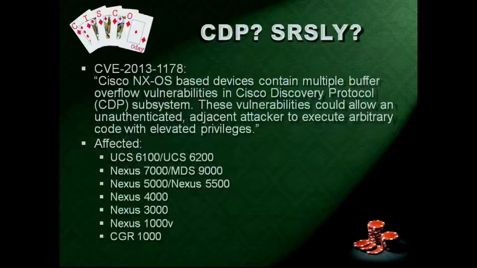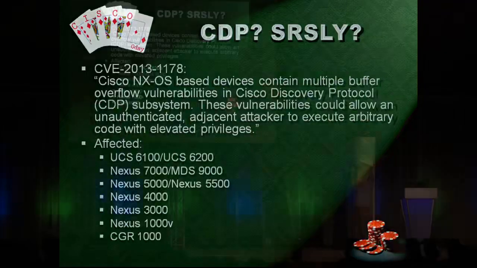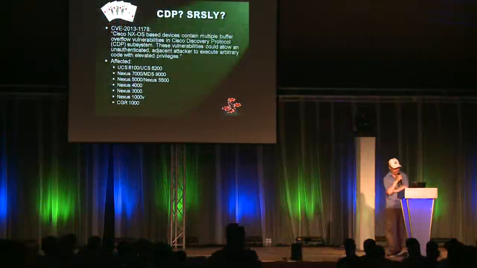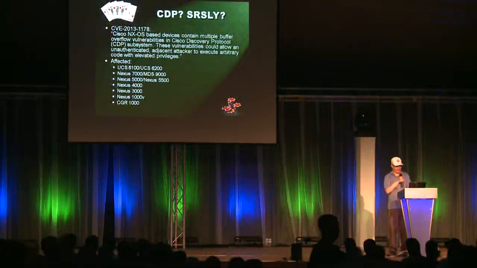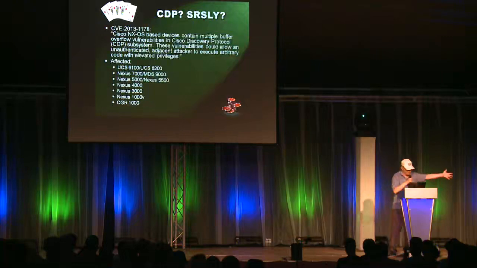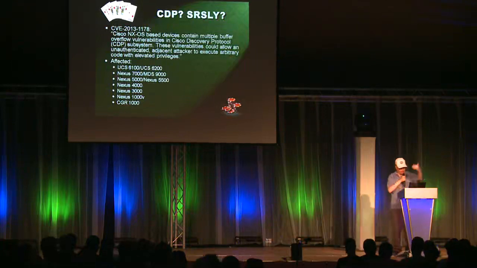Remote code execution vulnerabilities in Cisco UCS, which is the server management, all the Nexus from 7,000 down to the virtual thing in the CGR. And yeah, people can run code in kernel. So lesson to be learned: if you invent a protocol, you better write a fucking correct parser before you ship it.